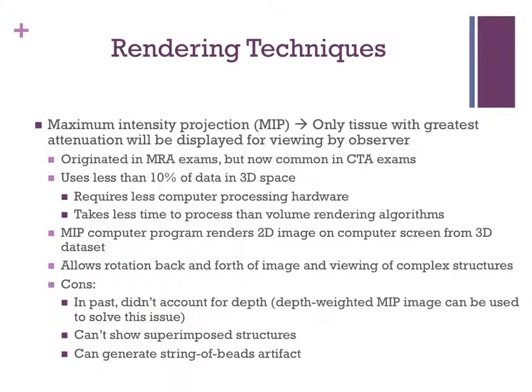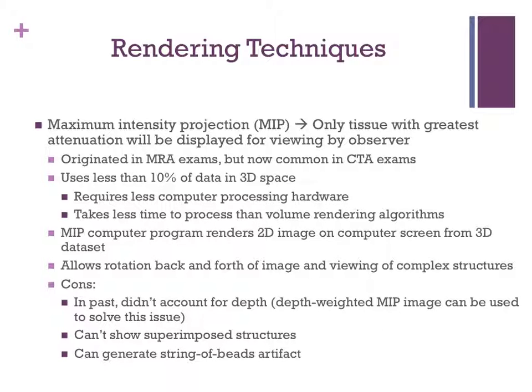Maximum intensity projections, or MIPs. This is when only the tissue with the greatest attenuation will be displayed for viewing by the observer. These originated in MRI exams but are now common in CTA exams, and they use less than 10% of the data in 3D space, which then requires less computer processing hardware and also takes less time to process the volume rendering algorithms.